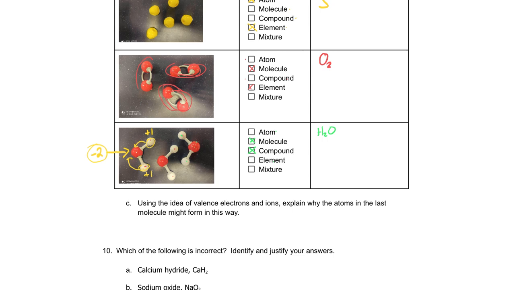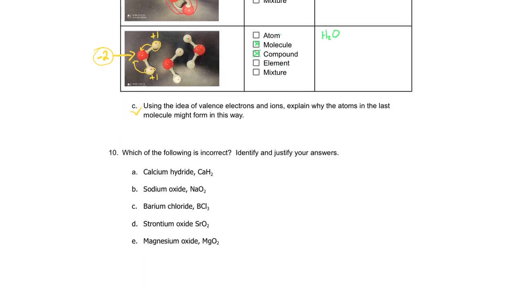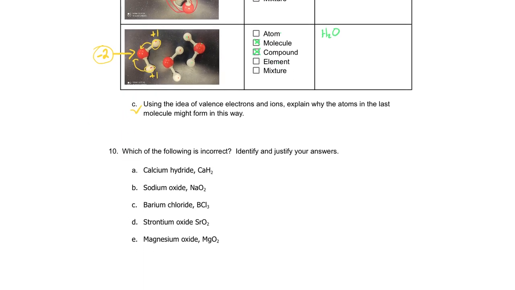All right? So that was C. We just talked through that idea. All right? Now, which of the following is incorrect? Calcium hydride, sodium oxide, barium chloride, strontium oxide, magnesium oxide. So more than one of these could be incorrect. So what I'm going to do is go through and look at each of these.